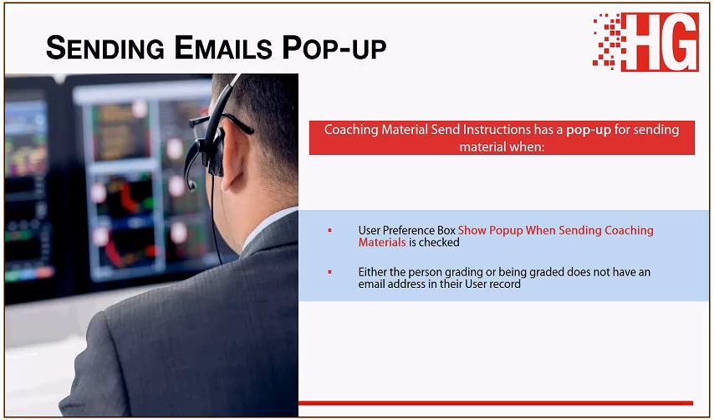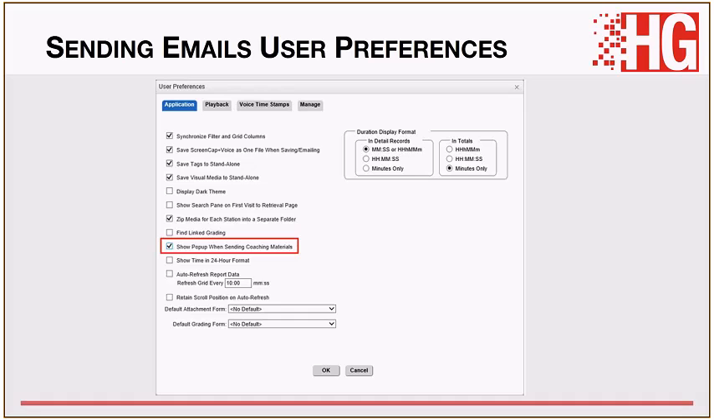The other case is if either the person grading or being graded doesn't have an email address in their user record, it will pop up and tell you we need to add an email address. So I know that there are some people that want to know when they're actually sending the materials, so they'll want to make sure that they click the show pop-up when sending coaching materials in the user preferences.